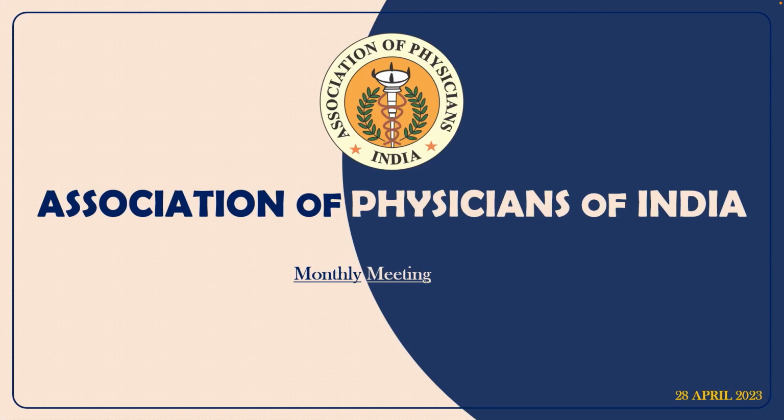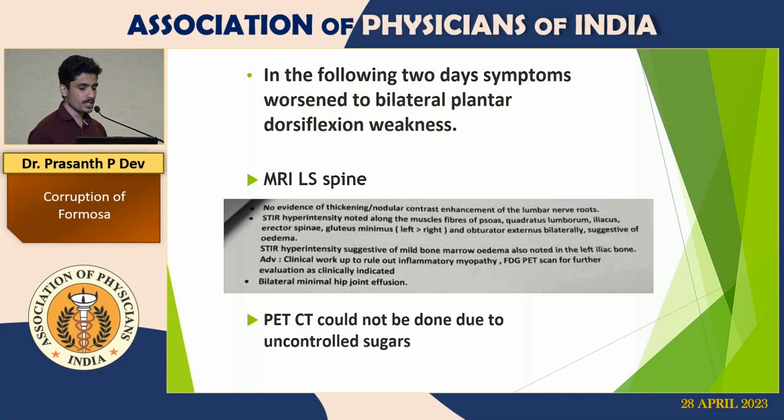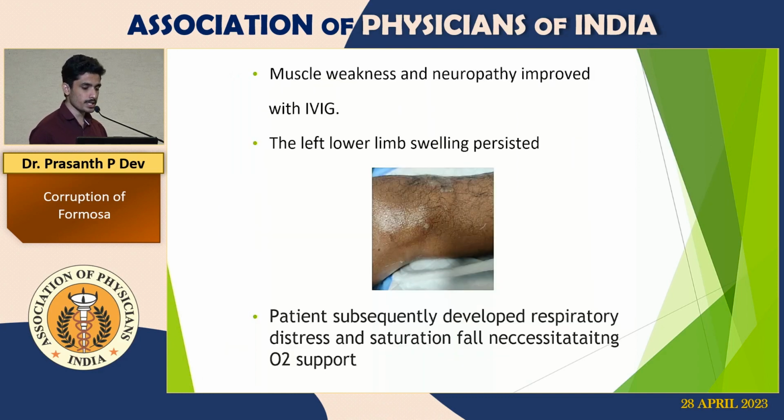In the following 2 days, his symptoms worsened to involve bilateral plantar dorsiflexor weakness. An MRI LS spine was done, which showed muscle edema of the gluteal and paraspinal muscles and marrow edema involving the left iliac bone, suggestive of inflammatory myopathy in this patient. PET CT could not be done in this patient due to his uncontrolled blood sugars. His muscle weakness and neuropathy improved after starting him on IVIG, but the left lower limb swelling still persisted.